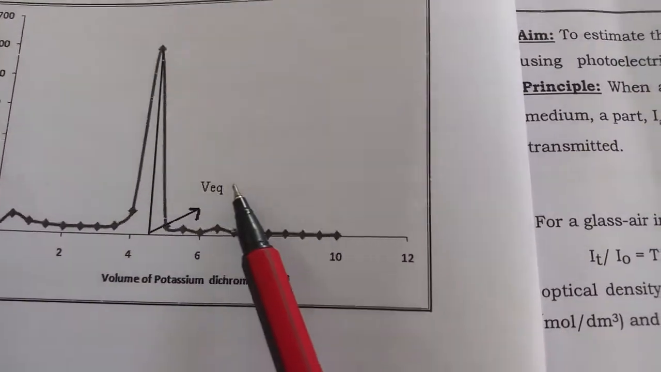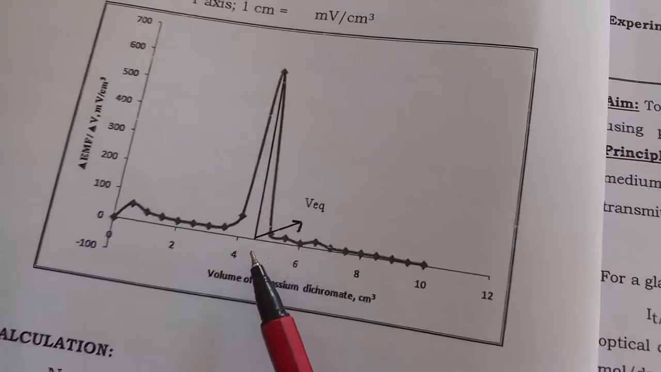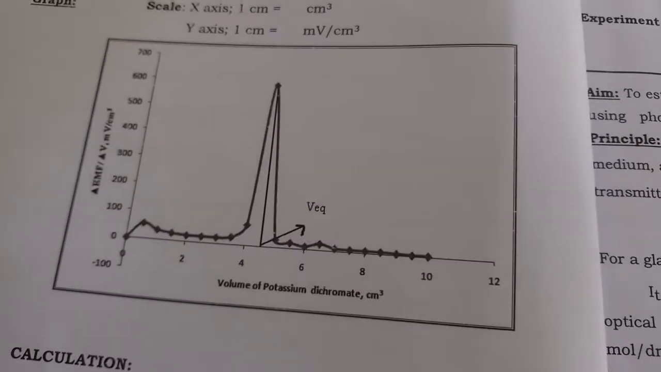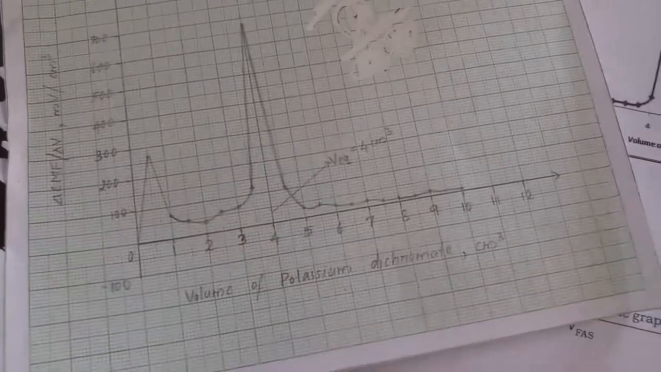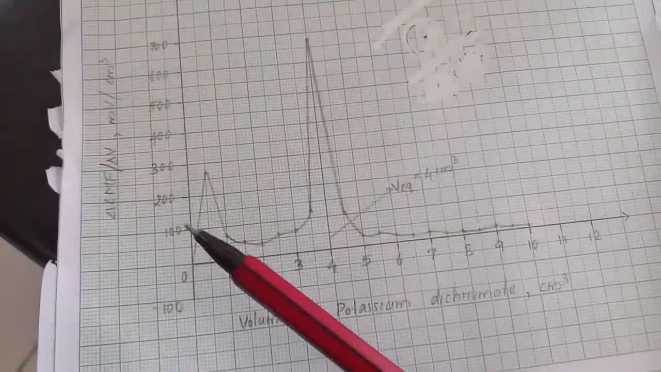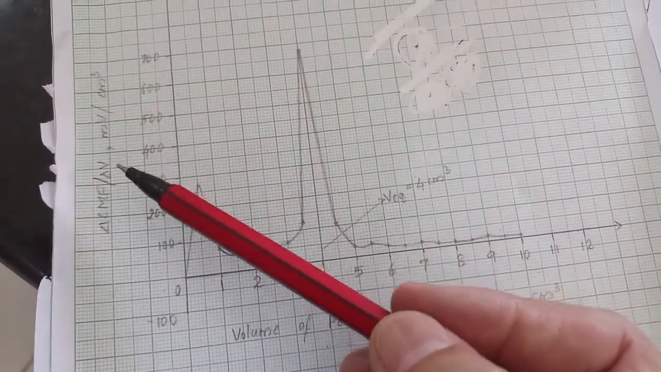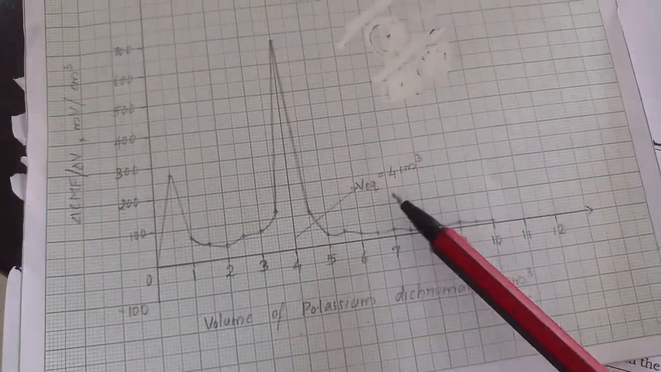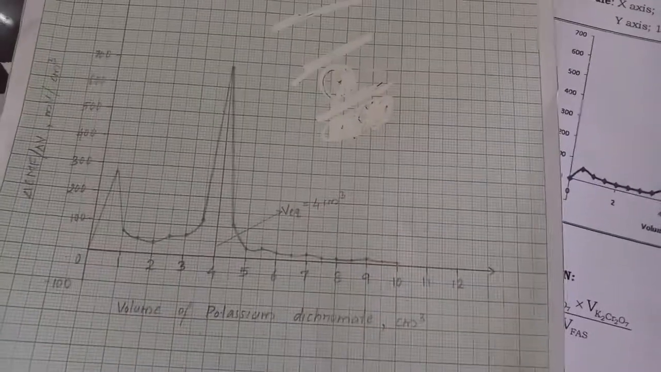So this is called V equivalent. So here V equivalent is around 4.5 or near to 5 ml. So using that we can do the calculation. So we will show you one sample graph. Now this is the sample graph, volume of potassium dichromate versus delta EMF by delta V. Now here we have the V equivalent 4 cm cube. Now using the V equivalent we can go for calculation.